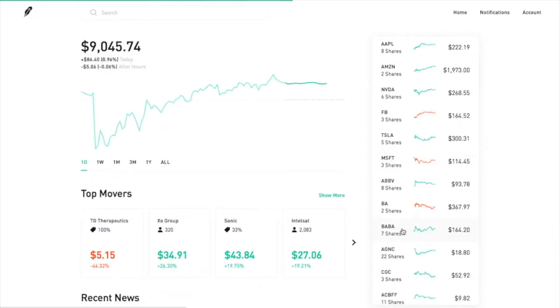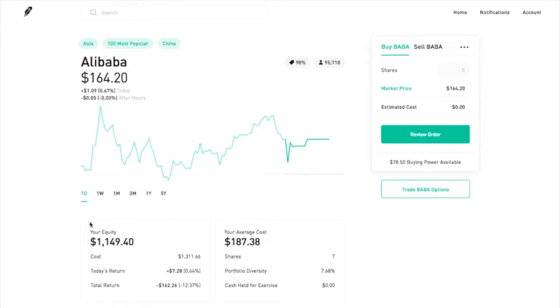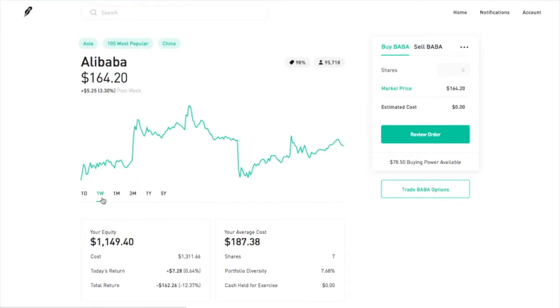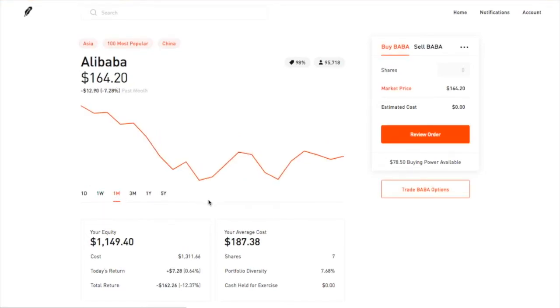Next one we have here is Alibaba. Alibaba for today is up 0.67%, and for the week up 3.3%. Looks like it's bouncing back from all this trade war talk. Yeah, looks like it's stagnating now. Maybe it'll start bouncing upwards. Maybe it could recover to its all-time highs, hopefully soon.